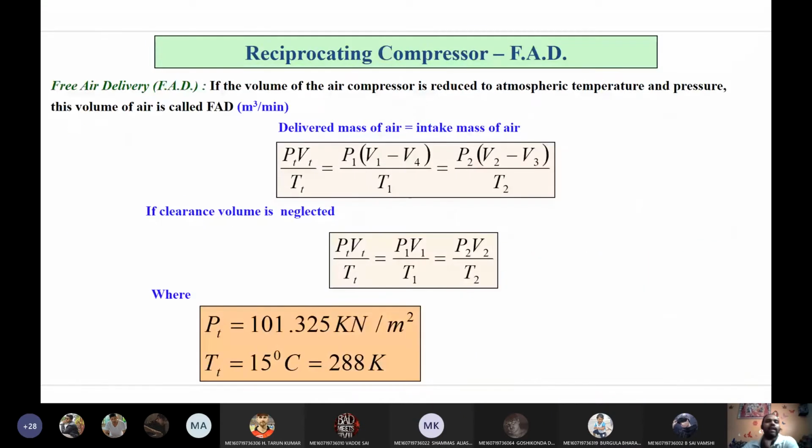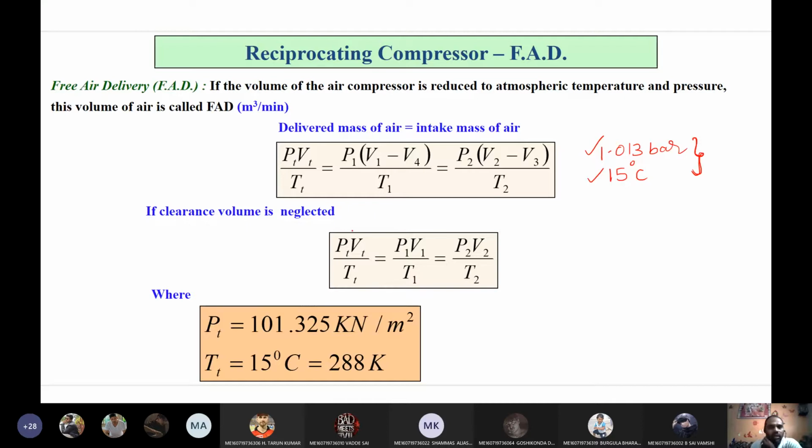And free air delivery, as we discussed, is when the volume of the air delivered is reduced to atmospheric condition. So free air delivery, as I told, we need to bring back to the intake conditions. Atmospheric conditions means 1.013 bar and 15 degrees centigrade, right? So if the pressure is reduced to 1 bar and 15 degrees centigrade, then the delivery is called free air delivery. As I told, while solving problems, this concept of free air delivery will become clear.